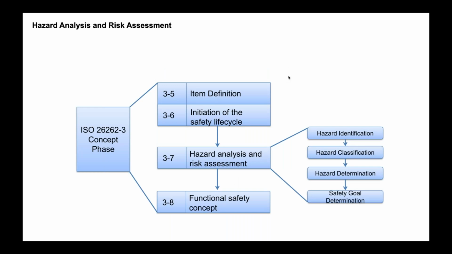When we perform hazard analysis and risk assessment, the concept phase, which I mentioned before, splits into a number of steps. First we need to define the items. Then we initiate the safety life cycle, and we perform hazard analysis and risk assessment. After that, we will do the functional safety concept. And the hazard analysis and risk assessment splits into some additional steps: hazard identification, classification, determination, and safety goal determination.